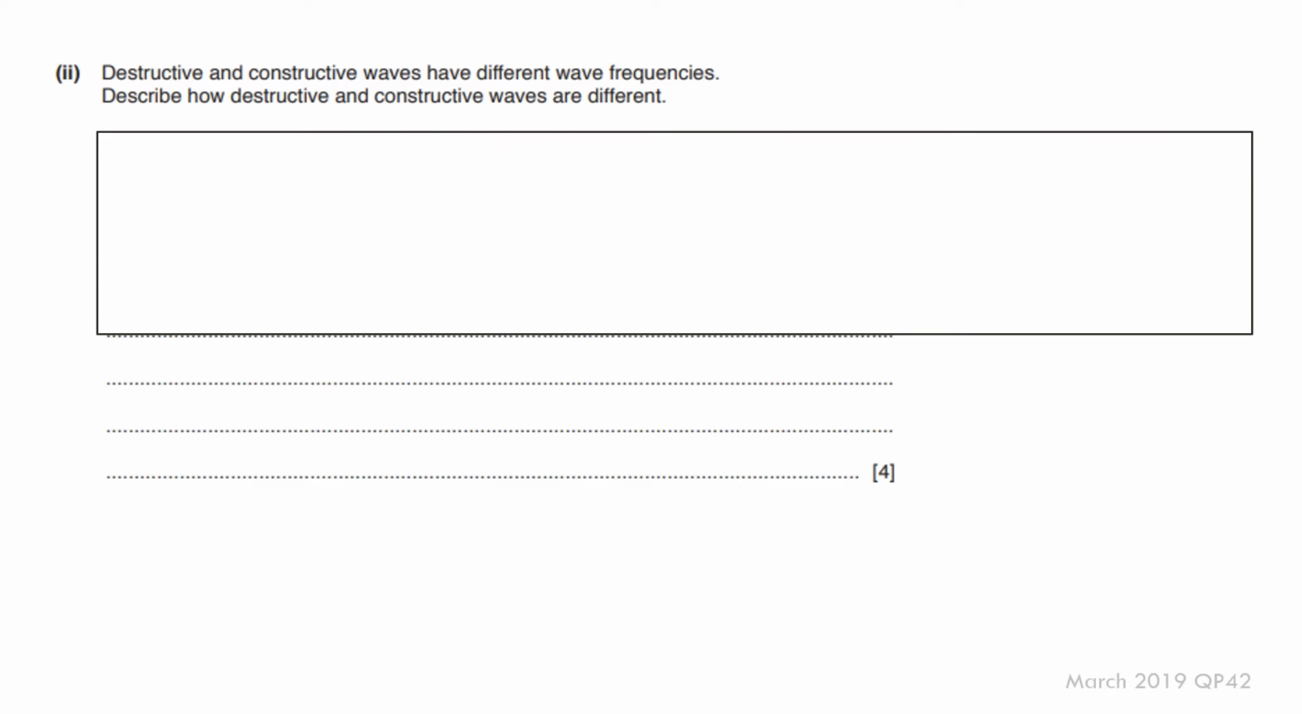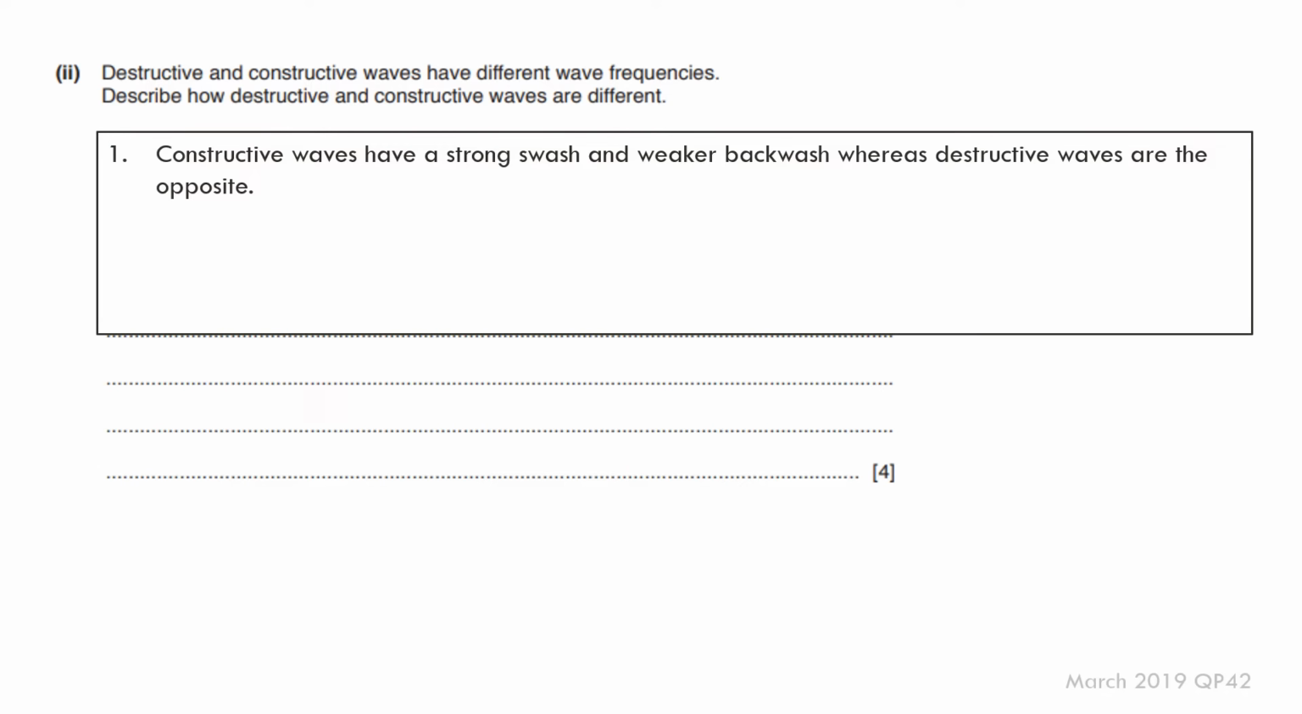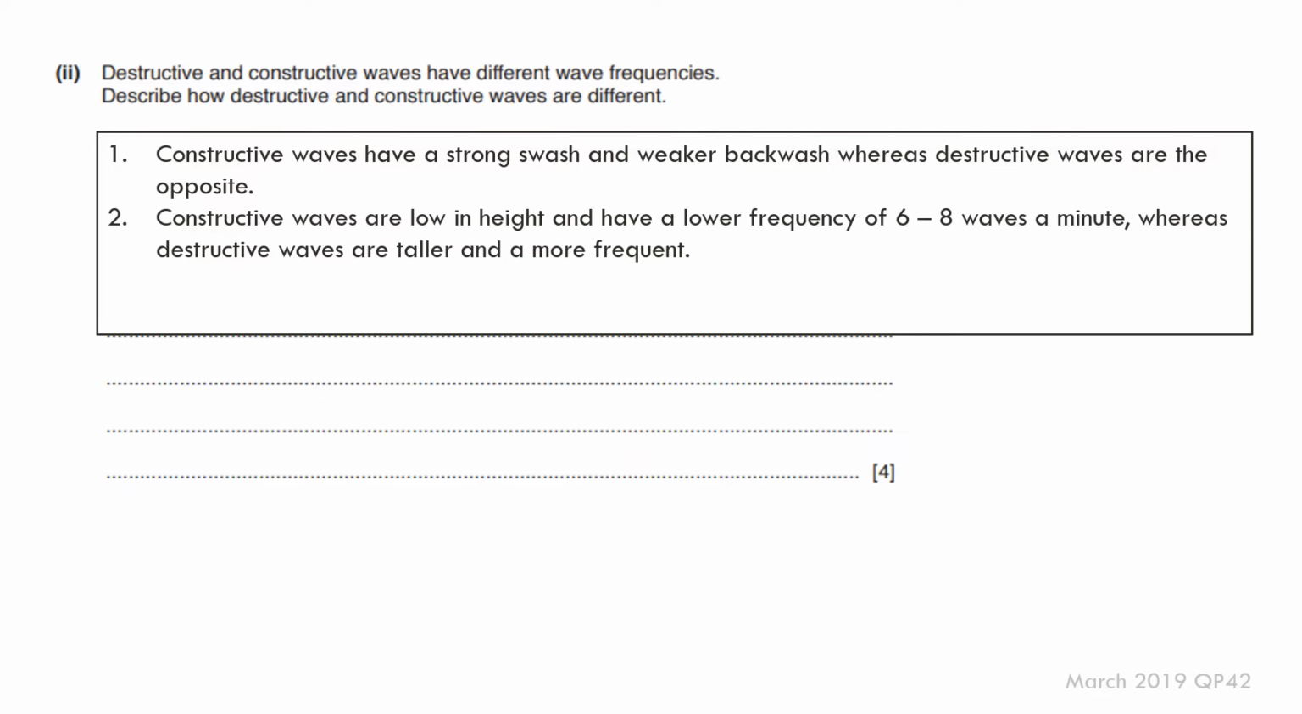Likewise, describe how constructive waves are different. So for 4 marks, you might state something like constructive waves have a strong swash and a weaker backwash, whereas destructive waves are the opposite. Constructive waves are low in height and have a lower frequency of 6 to 8 waves in minutes, whereas destructive waves are taller and are more frequent.